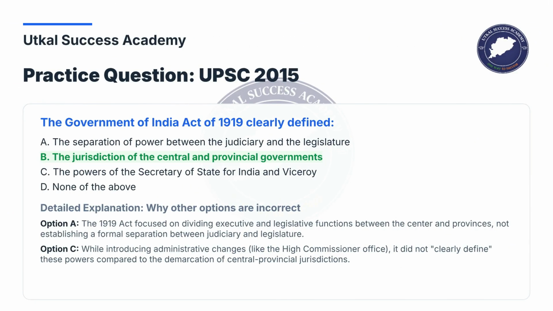Let's review a UPSC 2015 question. The Government of India Act of 1919 clearly defined the jurisdiction of the central and provincial governments. Other options, like the formal separation of the judiciary and legislature, or powers of the Secretary of State, were not clearly defined by this act.